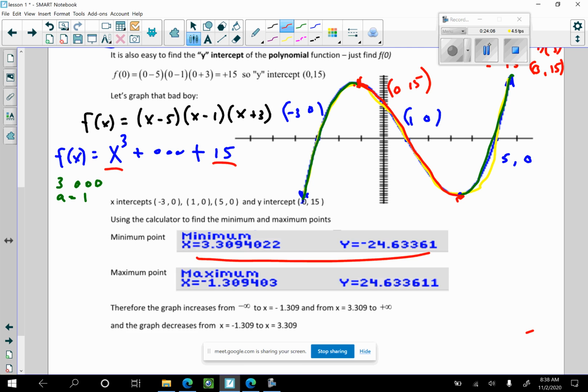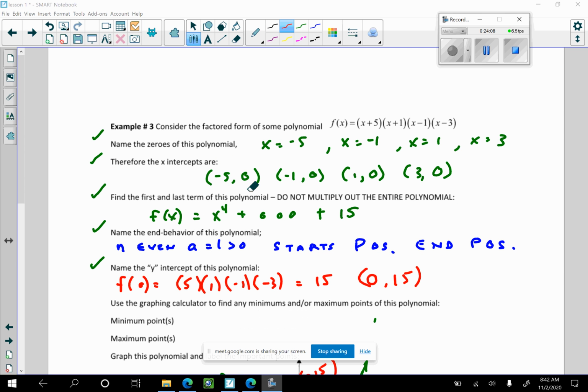to that point. Therefore, the x-intercepts are negative 5, 0, negative 1, 0, 1, 0, 3, 0. Find the first term, do not multiply it out. X times x times x times x is x to the fourth. And 5 times 1 times negative 1 times negative 3 is 15. And I want the end behavior. N is even. 4 is even. A, the leading coefficient, is 1. So this bad boy starts positive and ends positive.